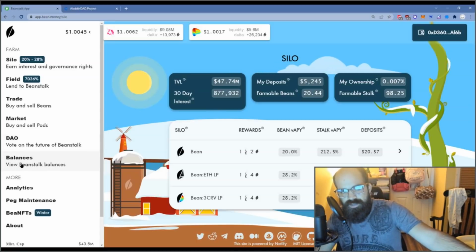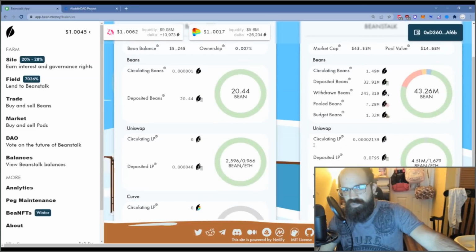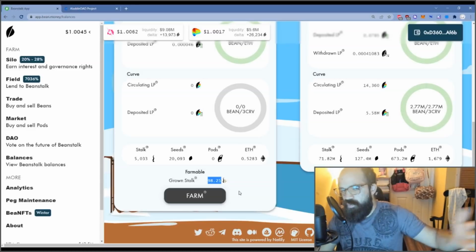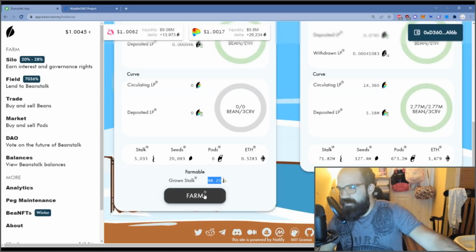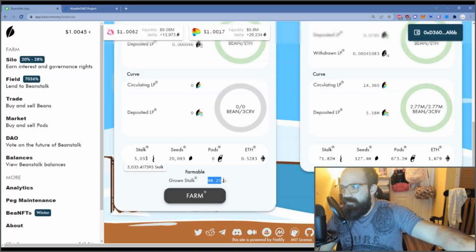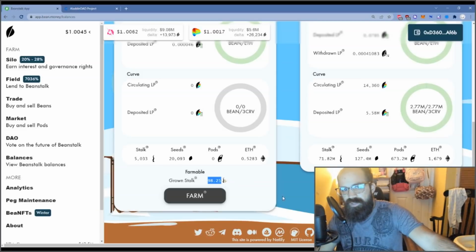Anyways, if you want to see your balances, how many seeds you have, and if you want to claim your stock, you can go down here, or farm your stock. At this point I can farm 98 stock. This isn't an Ethereum transaction, so you want to do this when gas is low. You might not want to do this too frequently because you're going to get diminishing returns, right? Because I have 5,033. If I add 100 to that, what is that, like a 2% increase? So it's not negligible at this point, but it's been a couple of days.